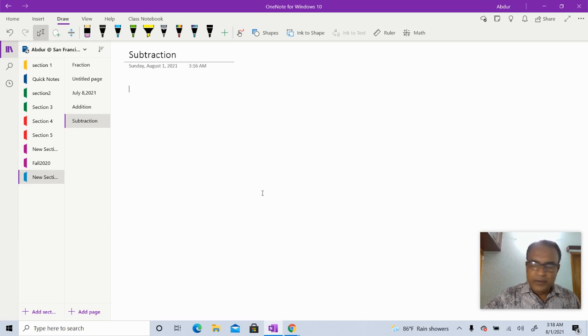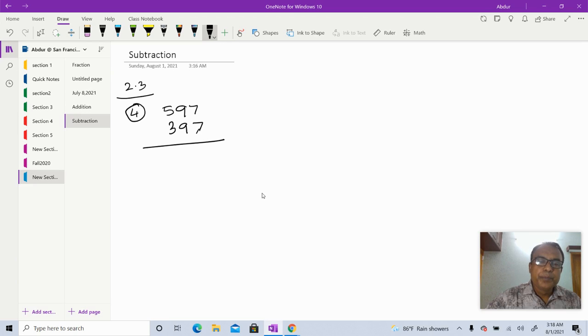Okay, so let's focus on chapter 2 point 3 from the book, and let's look at some examples for subtraction. Let's say number 4, we have 597 and then 397. You put a minus sign here to understand that we're doing subtraction.